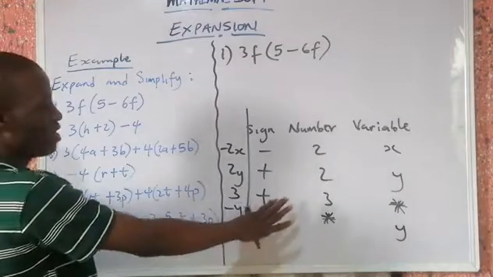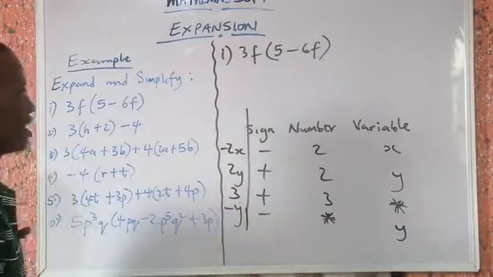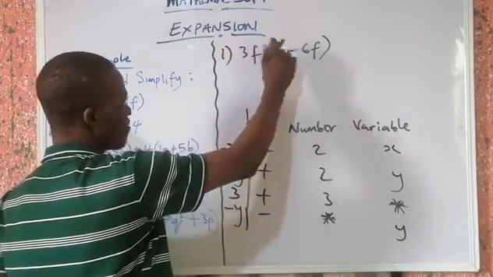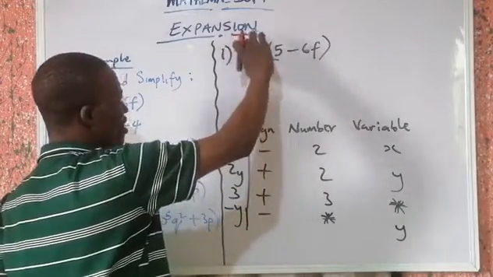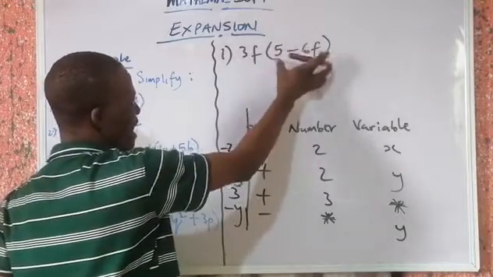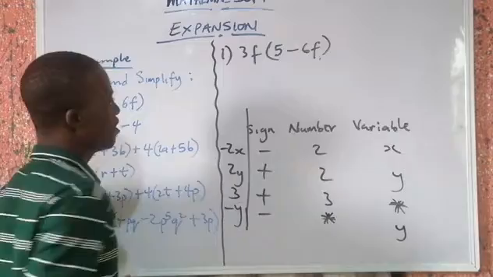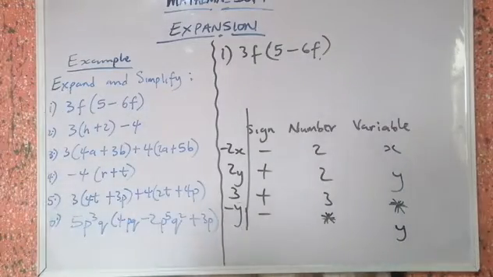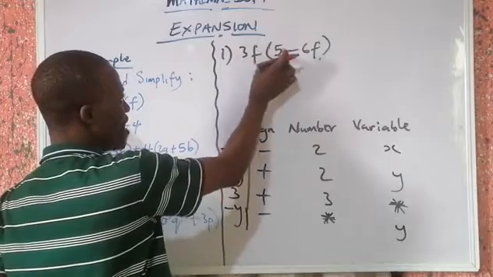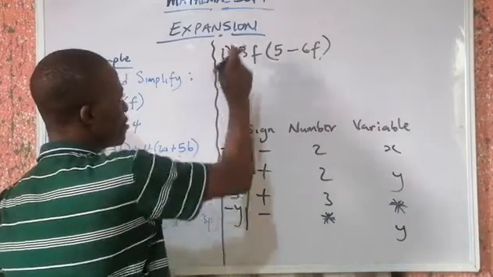Don't let me rub this off until we finish example 1. So here, this bracket I've explained means multiplication. It means 3f times everything inside there. So that's what it means. Okay, so I'm going to say 3f times 5.